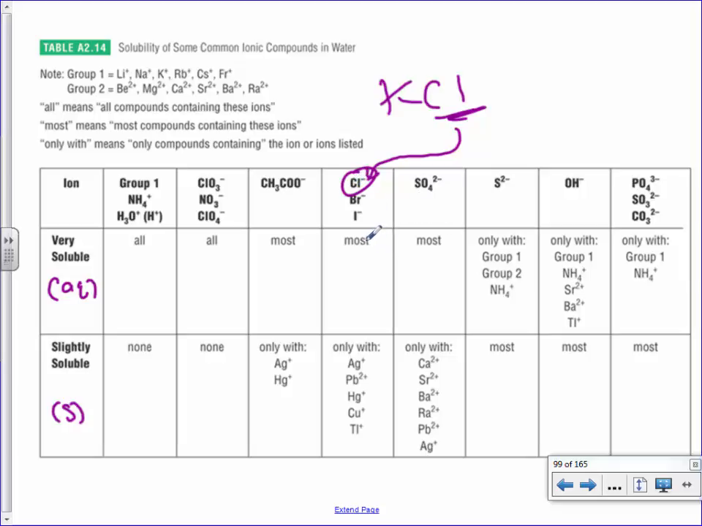Chlorine is very soluble with almost everything, except for 5 exceptions: silver, lead, mercury, copper, thallium. Is KCl one of those ones down here in the bottom? No. So that means KCl must be up here in the most soluble category. Based on that, I would expect KCl to be aqueous. If I added it to water, I would expect it to dissolve.